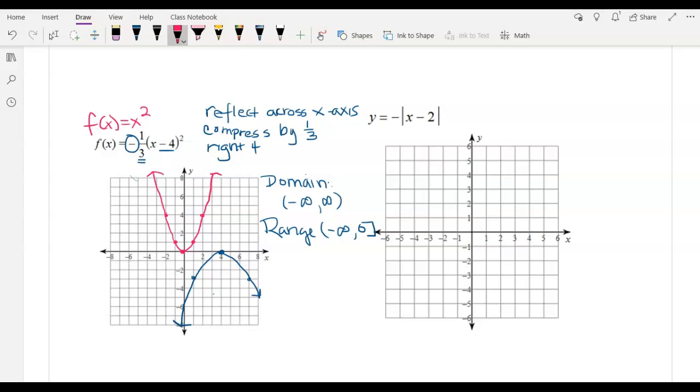All right, next example. We have y equals the negative absolute value of x minus 2. The parent function for this one is the absolute value of x, which is that distinct V shape. So we're going to go ahead and draw the parent function so we can visualize the transformations that are going to occur. All right, so we have that distinct V shape. The minus says that we are going to reflect across the x-axis.